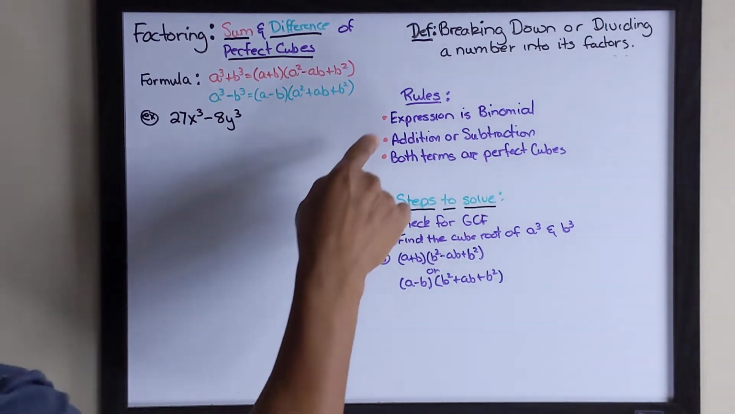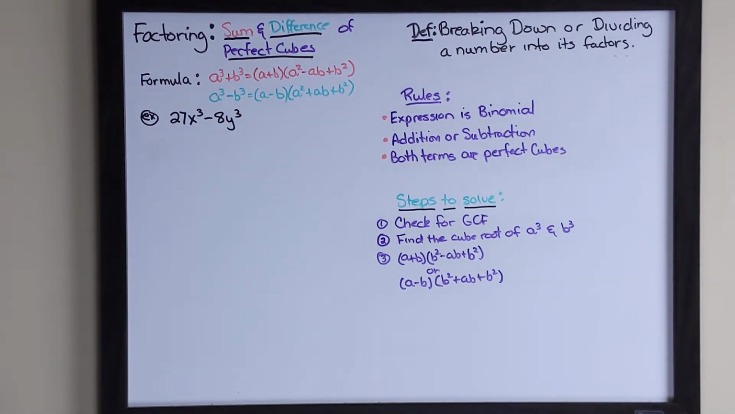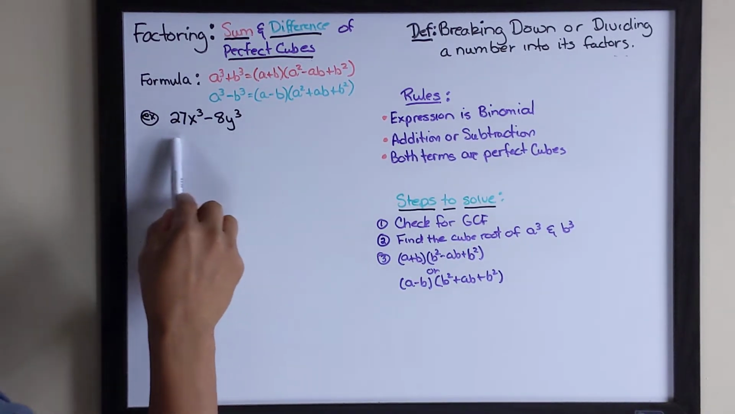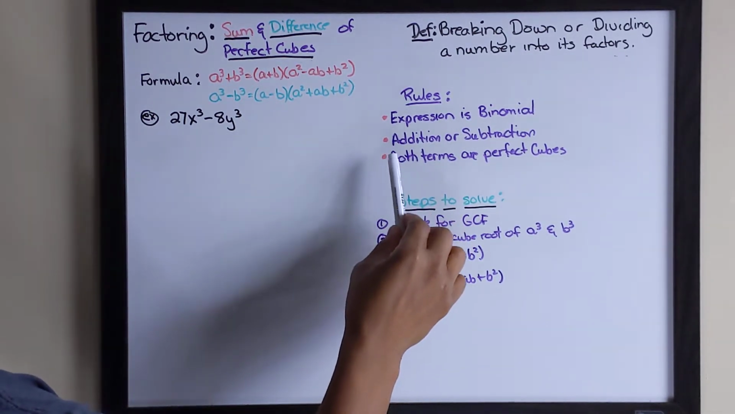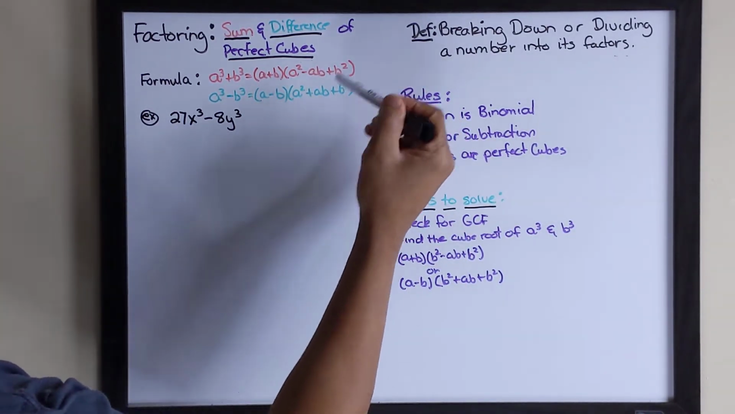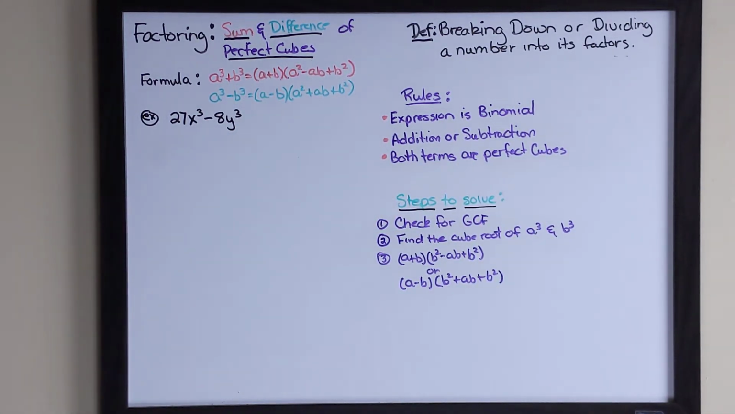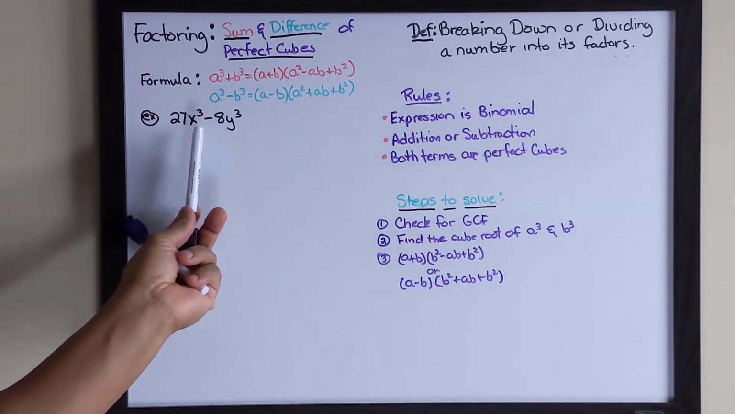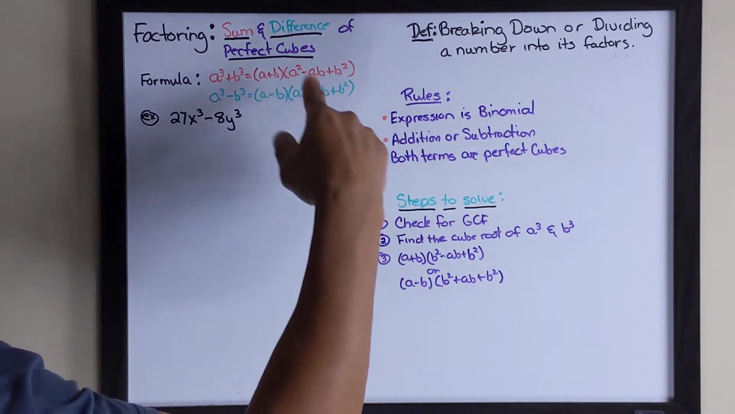Now, what are the rules for being able to use the sum and difference of perfect cubes? Well, the expression has to be a binomial. So let's look at our example here. It is a binomial, right? And the expression can either be an addition or subtraction because we have a formula for each one. If it's an addition, we use this formula in red, and if it's a subtraction, we use this formula in green. Now, both terms have to be perfect cubes. So this term and this term must be perfect cubes in order to be able to use the sum of perfect cubes. So we have to meet all three of these criteria to be able to do that.